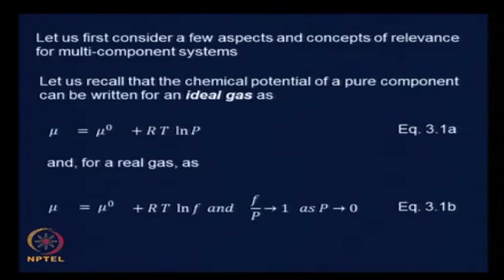We recalled initially the expression for chemical potential for a pure component that we wrote for an ideal gas. We said that for an ideal gas, the chemical potential mu can be expressed as mu naught plus RT ln P, and when it became a real gas, when there is interaction between molecules that need to be considered and so on and so forth, then we said we could write mu equals mu naught plus RT ln F, fugacity, and F by P, total pressure, tends to 1 as P tends to 0. So what was mu equals mu naught plus RT ln P for an ideal gas became mu equals mu naught plus RT ln F for a real gas.